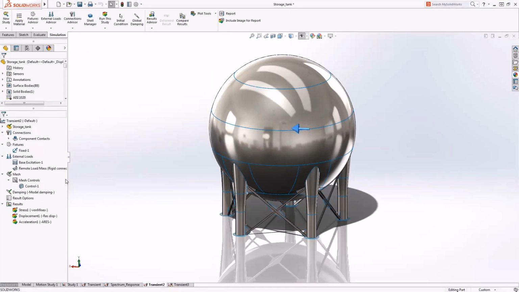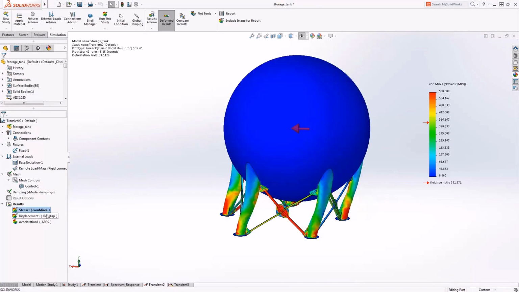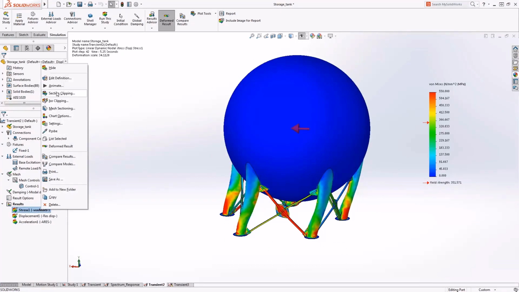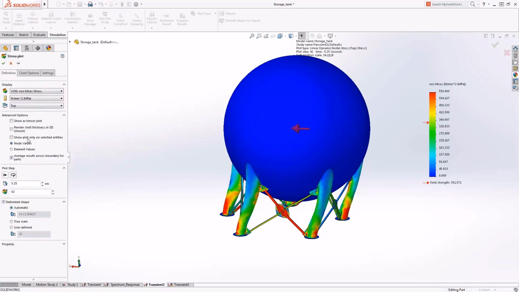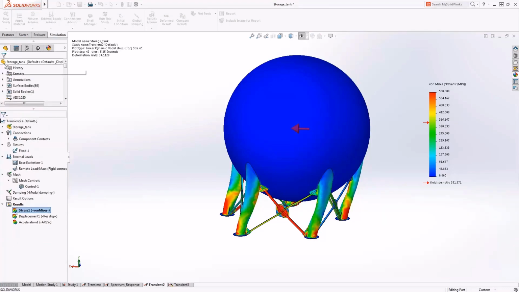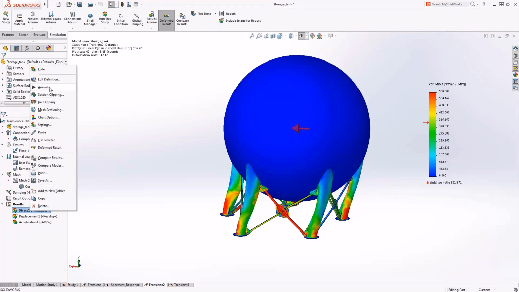For this storage tank, we want to refine wall thicknesses to ensure the structure meets industry-specific requirements. You can view the results over time or just look at the worst case condition over the entire test to quickly highlight the most highly loaded areas.